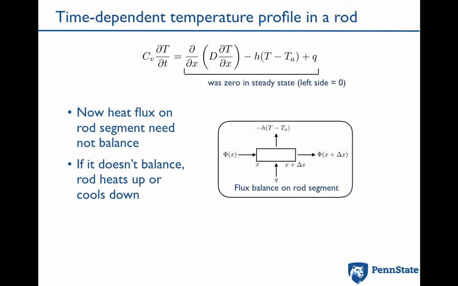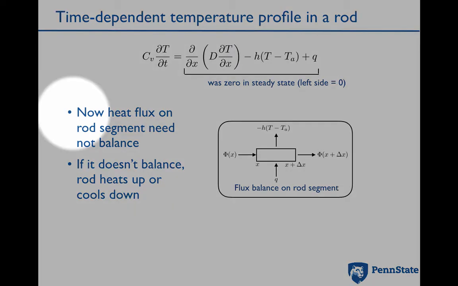So for one specific example, then, the time-dependent temperature profile in a rod, we write an equation that looks very similar to the one that we wrote for the steady state. And that's because this equation contains the steady state limit. Basically what it says is, if the balance condition on each segment of the rod is not satisfied at some given time, then that piece of the rod will heat up or cool down, depending on whether the net flow of heat is into or out of the rod.